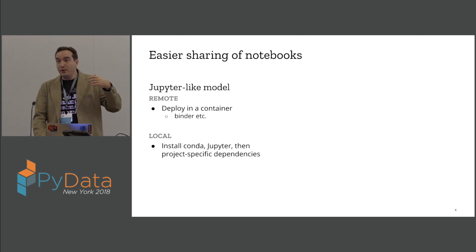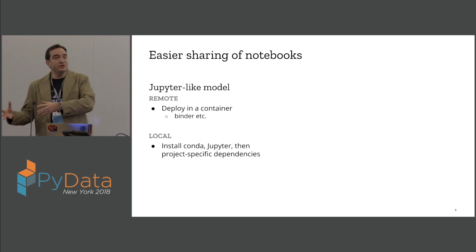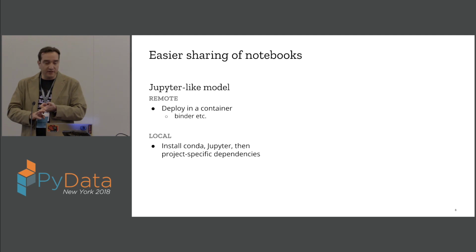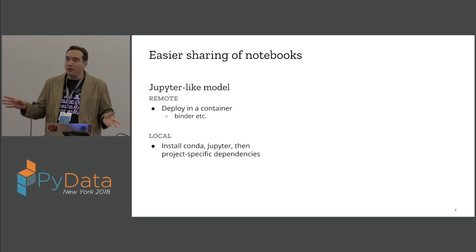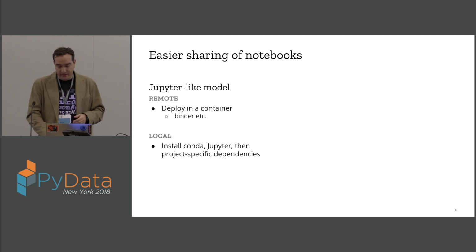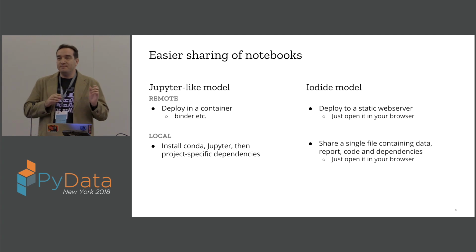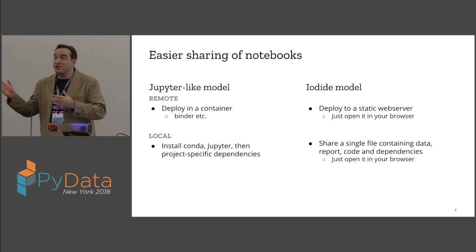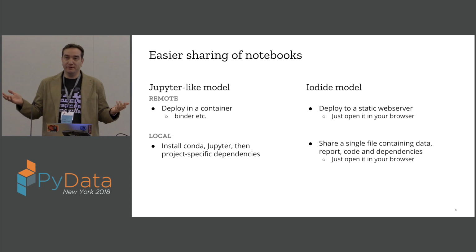And if you're going to share a notebook locally, that person you're sharing it with is going to have to go install Anaconda, install Jupyter, all the dependencies. There's a lot of complication there. The Iodide model is you basically, if you want to share something with someone, you put it up on a static web server.